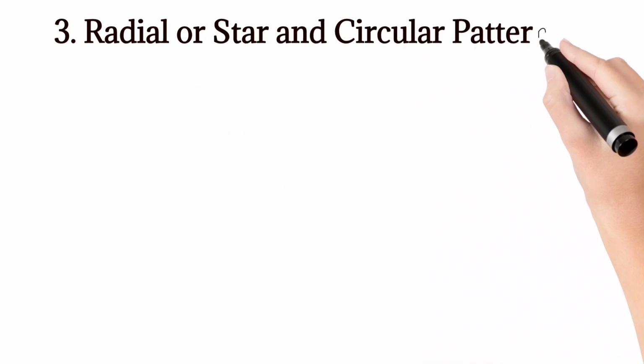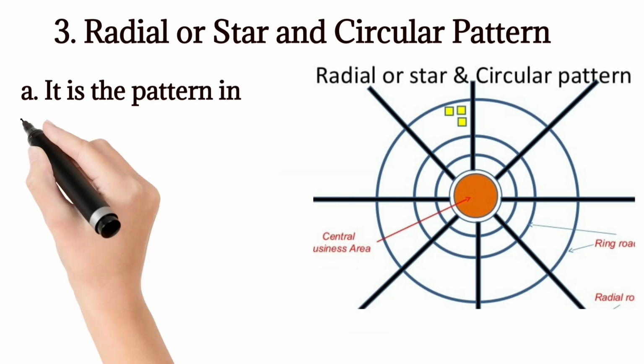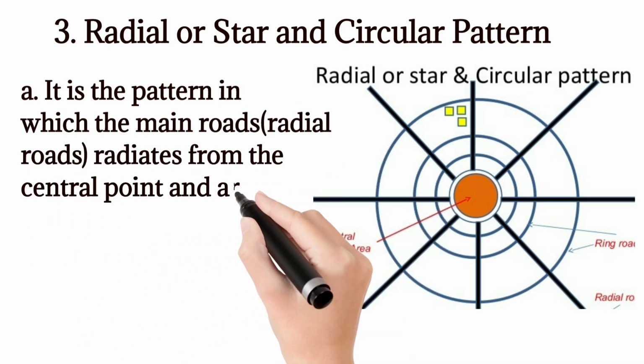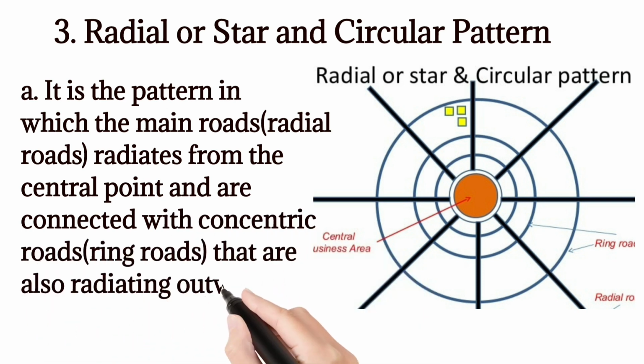Our next pattern is radial or star and circular pattern. Here is the diagram of the radial and star circular pattern. It is the pattern in which the main roads radiate from the central point and are connected with concentric circles or roads that are also radiating outwardly.